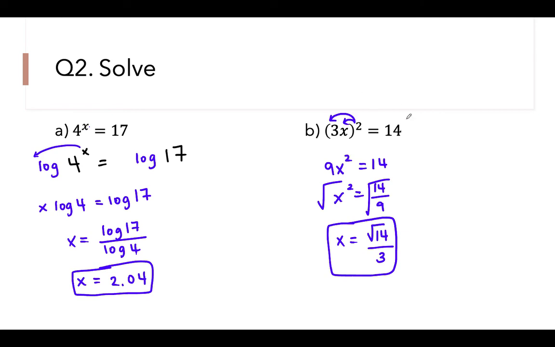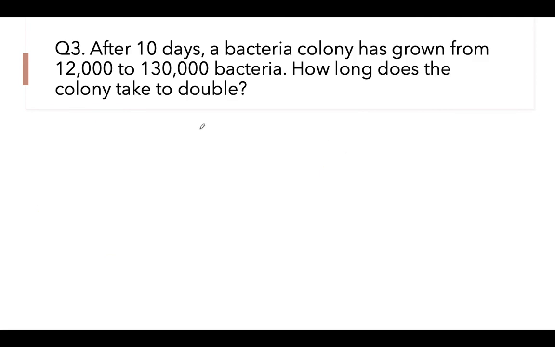So this was easy. We can use order of operations. The reason is that we don't have a variable in the exponent. But on the other hand, for the letter A, we have a variable in the exponent. So therefore, you will have to take logarithm on both sides. Okay, now, so let's do some more problems.